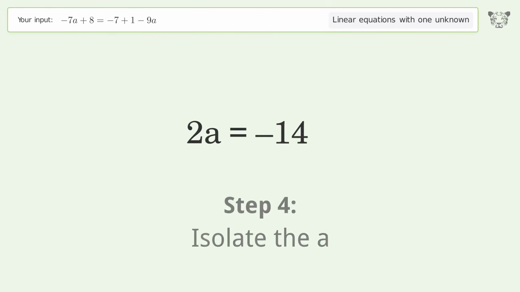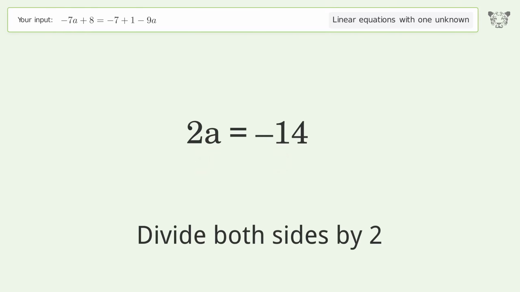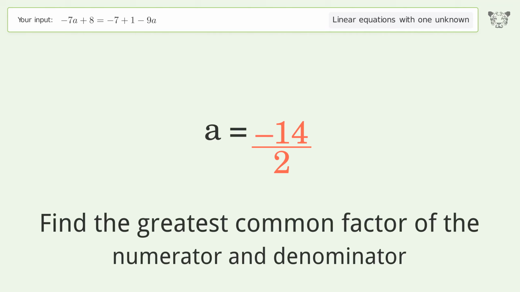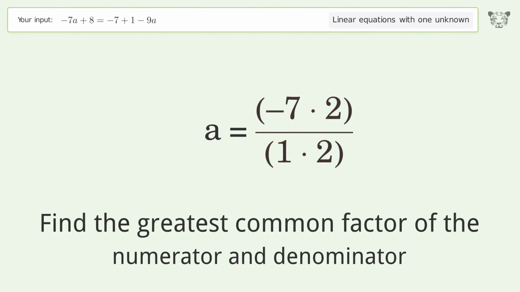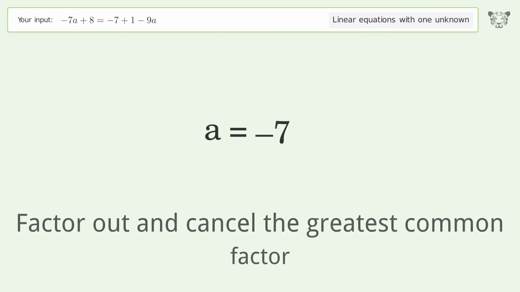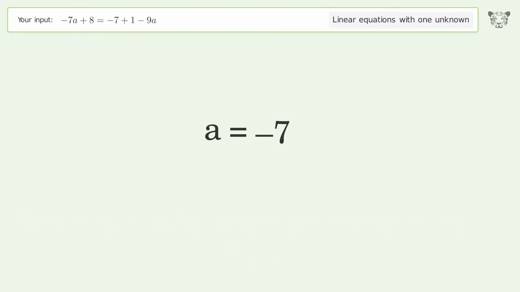Isolate the a. Divide both sides by 2. Simplify the fraction. Find the greatest common factor of the numerator and denominator. Factor out and cancel the greatest common factor. And so the final result is a equals -7.